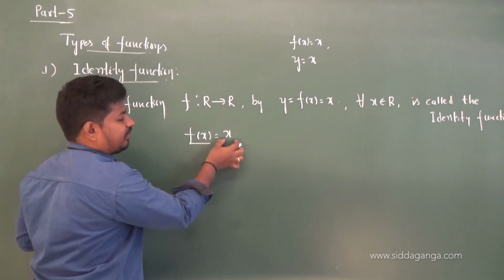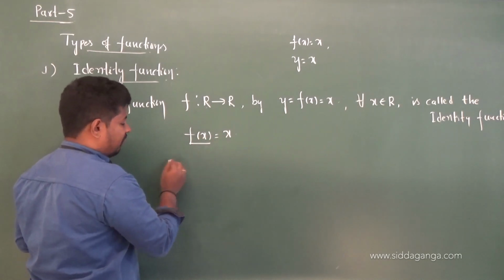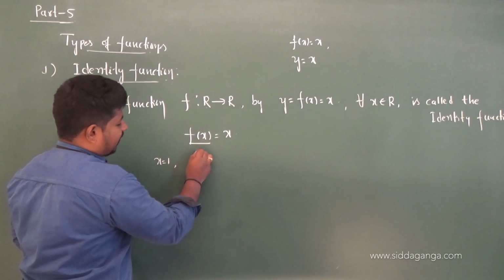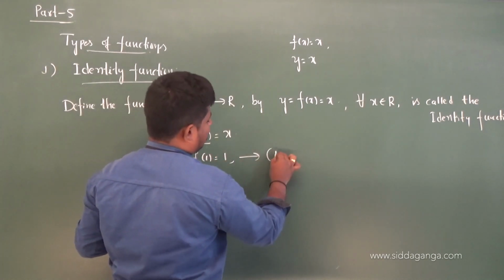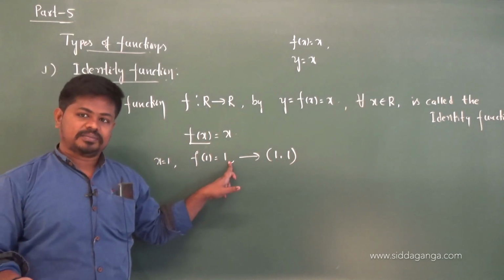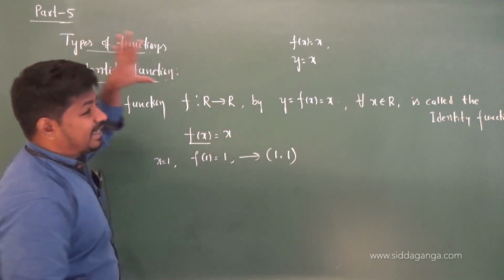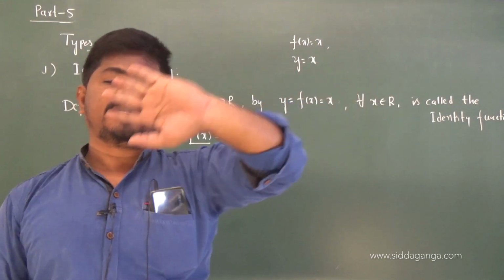Whatever you get here is a range value. Observe, you got the same value. When x is 1, f of 1 is equal to 1. The corresponding ordered pair becomes (1, 1). Whatever x, you get the same y value. That's what we call identity. The name itself says both the domain and range value become the same.